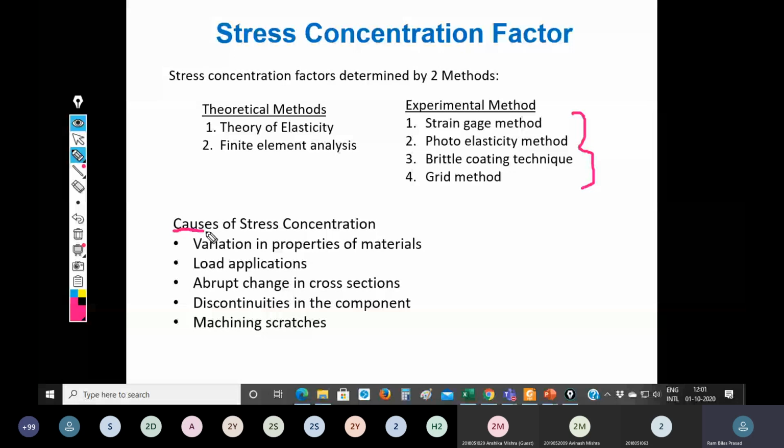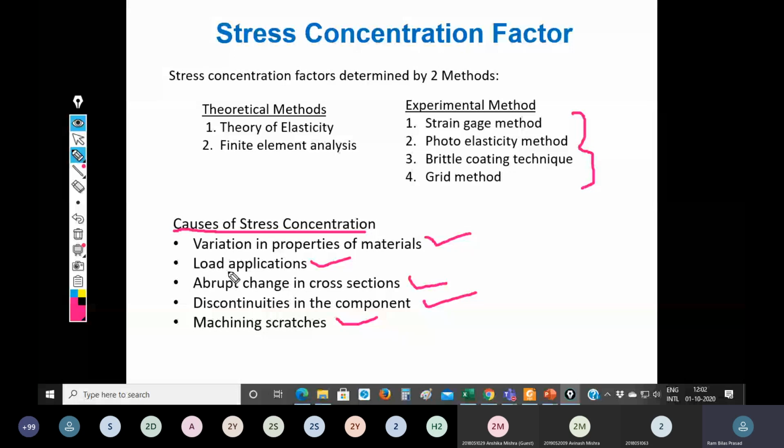The causes are variation in the properties of material, load application, abrupt change in the cross-sectional area, discontinuity in the component, and machining scratch, right? Again, all these are related to irregularity in the cross-sectional area. Scratches are also a kind of irregularity. Discontinuity, again this is irregularity. Abrupt change is also irregularity in the cross-sectional area, right? Load application is basically how the load is applied.